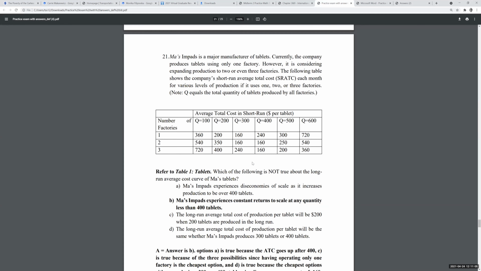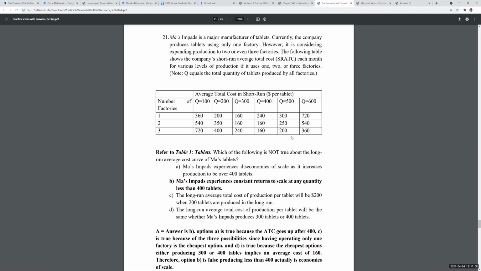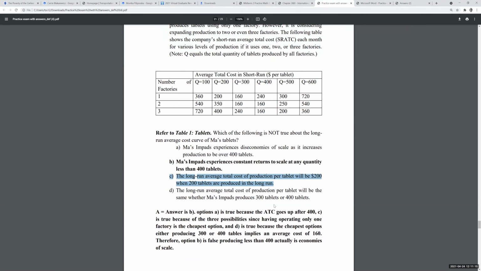So this one, I understand the economies of scale and stuff, but the only thing I don't understand is choice C and choice D. It's kind of confusing because when the quantity is at 200, only one of the factories is at 200 for the average total cost, so that was what confused me. And then for D, it says the average total cost of production will be the same whether it's 300 or 400. When I look at the chart, the numbers are the same but the order is different, so it's just a little confusing.